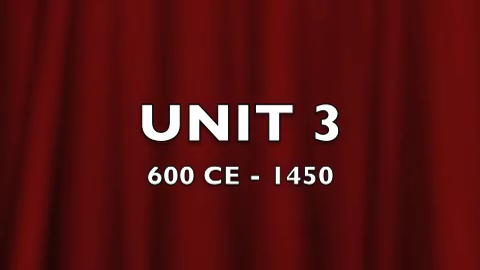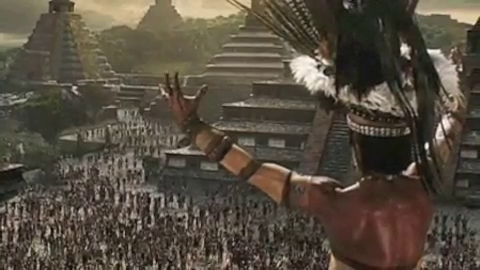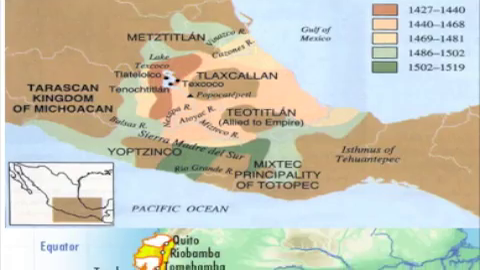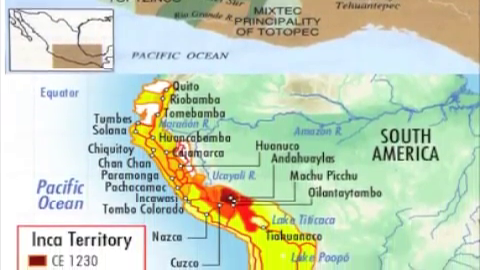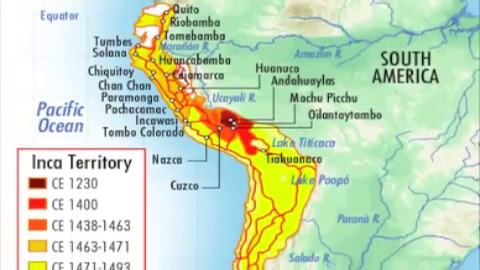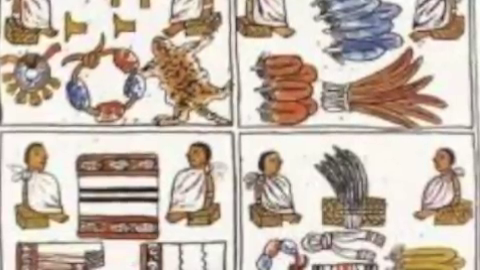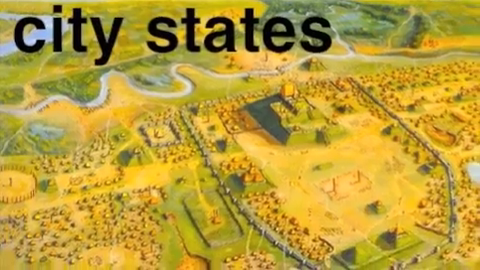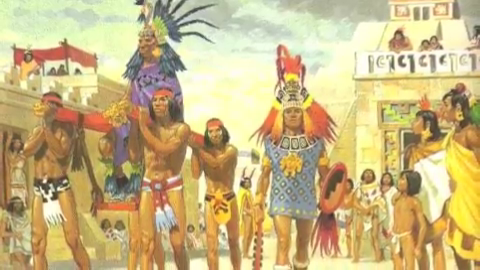Unit 3, 600 CE to 1450. With the rise of new empires, they developed a distinct culture, a growing economy, and new political structures. The two most important American empires during this time were the Aztecs and the Incas. The Aztec government controlled the use and distribution of goods collected from conquered people. Their empire was split into city-states that were ruled by local rulers called caciques, who were chosen by nobility.